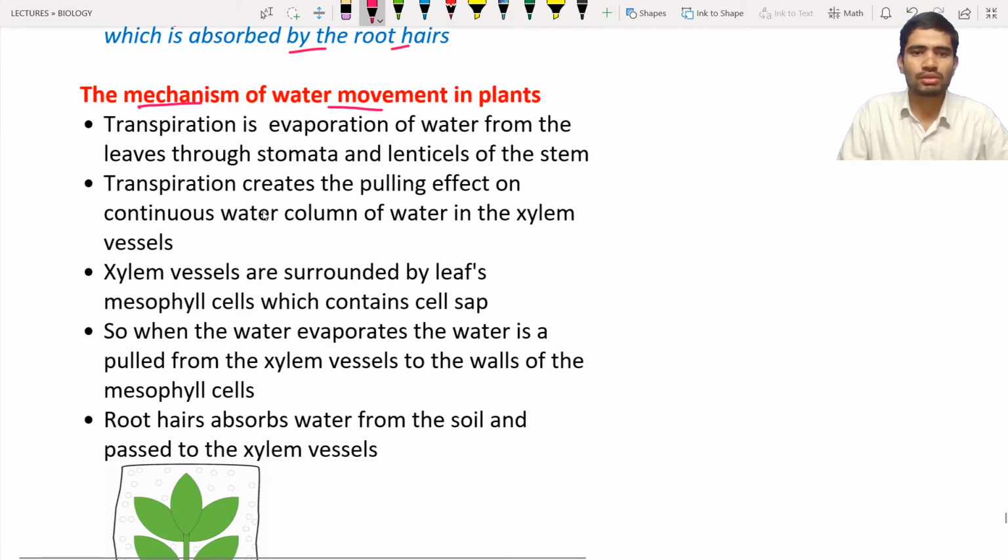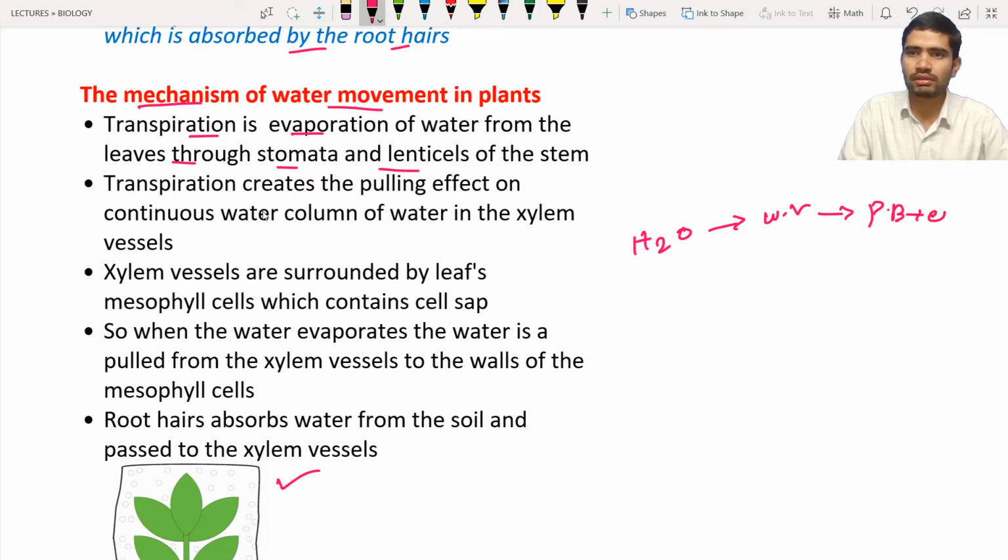In this topic we are also going to discuss a small experiment, the transpiration experiment. Transpiration is the evaporation of water from the leaves through the stomata and the lenticels of the stem. What is meant by transpiration? Transpiration means evaporation of water. The water will be turned into water vapor and escape from the plant body into the environment. This escape of water from the plant into the environment is known as transpiration.